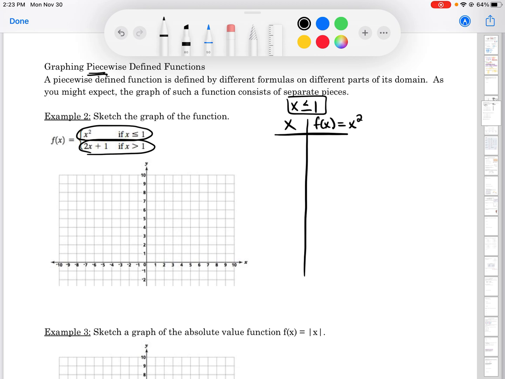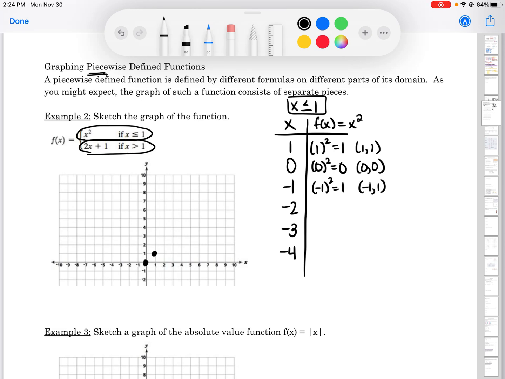Okay, so we could pick 1. We could pick something less than, so maybe 0, -1, -2, -3. I think -4 is going to be too big, but we could try it. Okay, so we're going to square those numbers. 1 squared is 1, so we have the point 1 comma 1. 0 squared is 0, so we have 0 comma 0. We have -1 squared, which is 1, so -1, 1. We have -2 squared, which is 4, so we have -2.